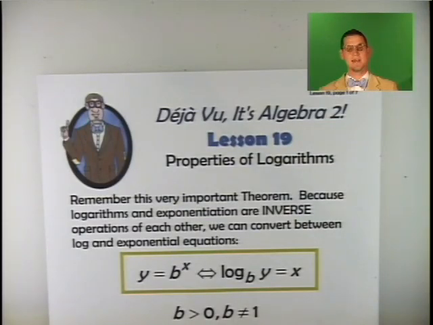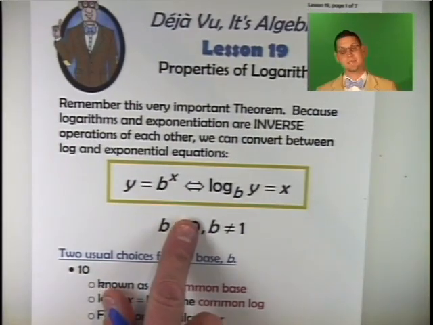All right, Lesson 19, Properties of Logarithms. Now, we looked at a very important theorem last time. It was a conversion theorem, what I called it. It allowed us to convert between exponential functions and logarithmic functions, those two being inverses of each other. And it's so important that I've included it again at the top of today's show.